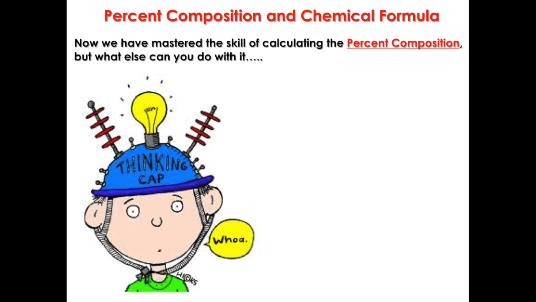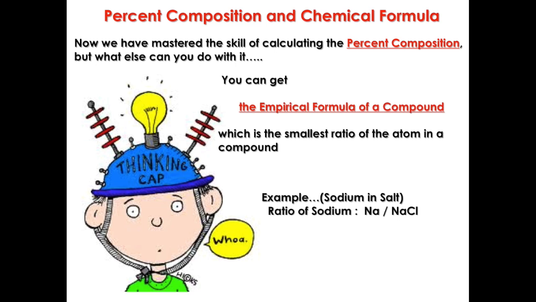Percent composition and chemical formula. Now we have mastered the skill of calculating the percent composition, but what else can we do with it? You can get what is called the empirical formula of a compound, which is the smallest ratio of the atoms in a compound. Example, sodium chloride.